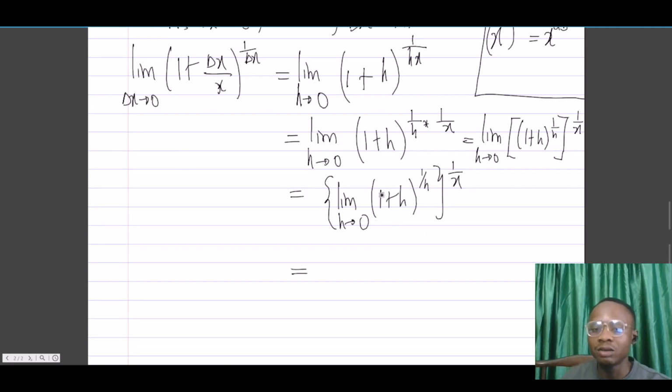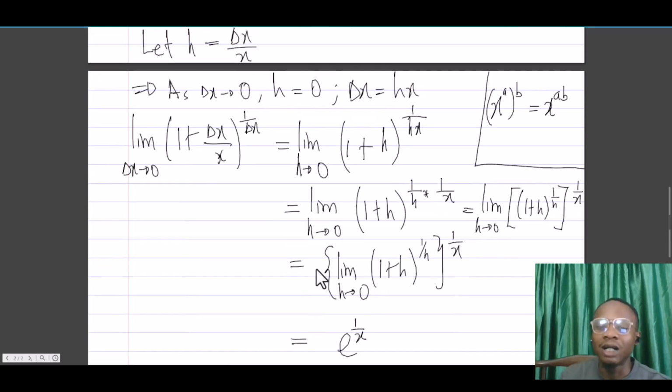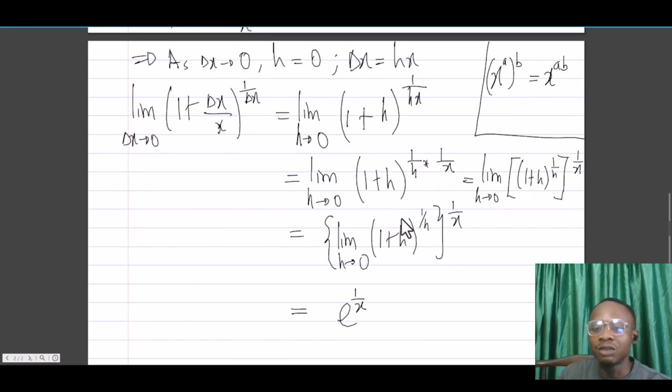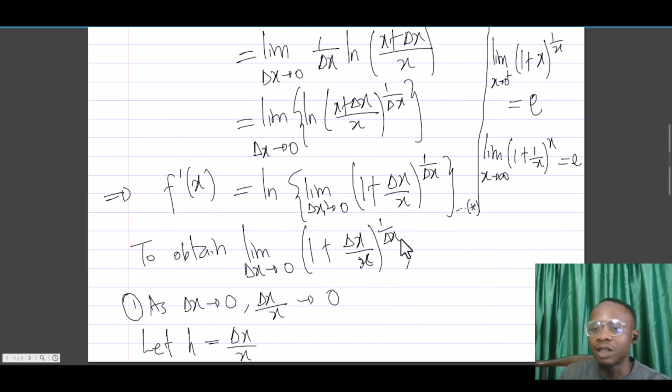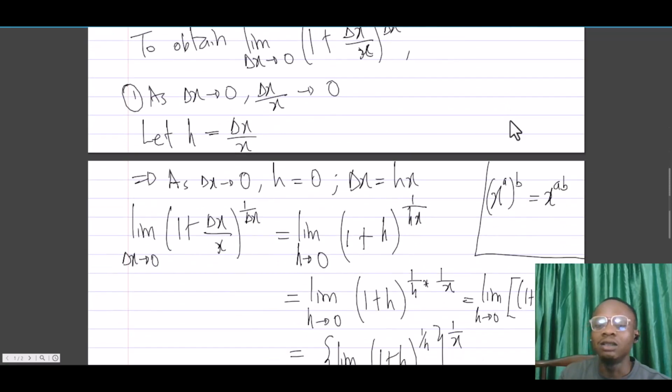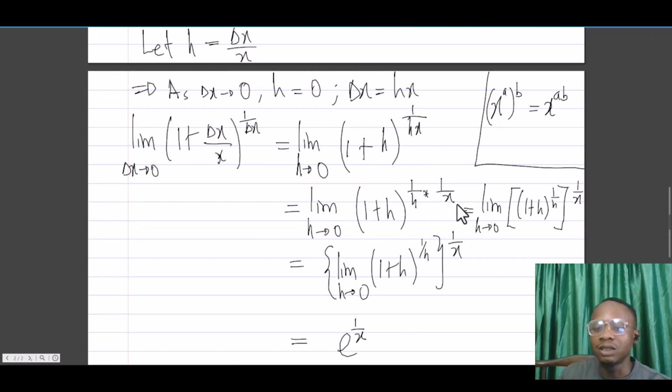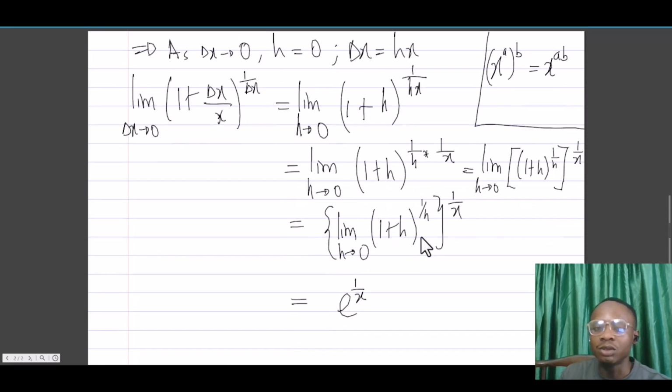However, this is going to give us e, and that is the limit of what we have right here. Then we have that raised to the power of 1 over x. So what we have here is e to the power of 1 over x. And so that gives us our limit. This is the limit of this expression as delta x approaches 0. We have successfully solved this by making use of these special limits, as you can see, and we did that by changing the variable, so it is easier to visualize how this can be simplified and why it should be so simplified.